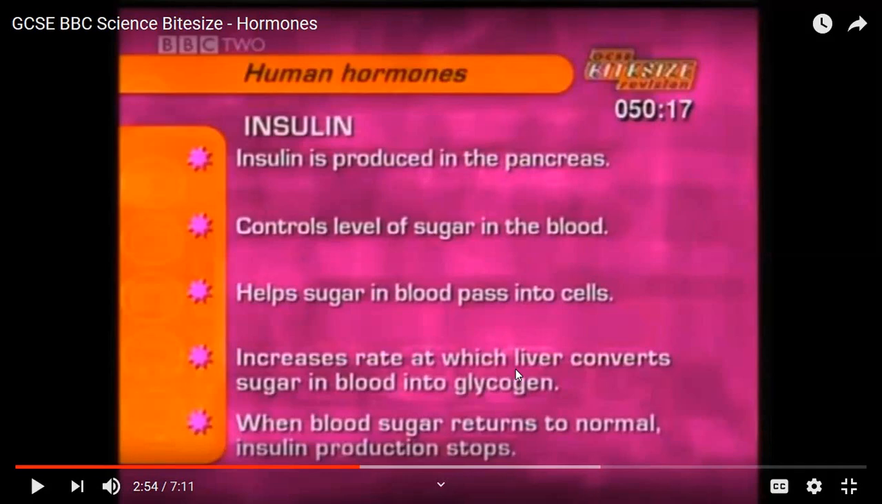And what happens to the glycogen? It then becomes fat, which is why if you eat too much sugar, you get fat. Once you have enough for energy, the rest has to be stored. Whatever's left over will become glycogen, and then the next stage from glycogen is fat.